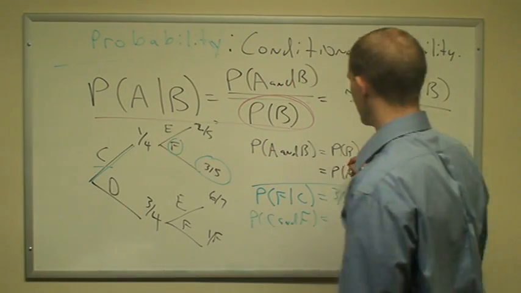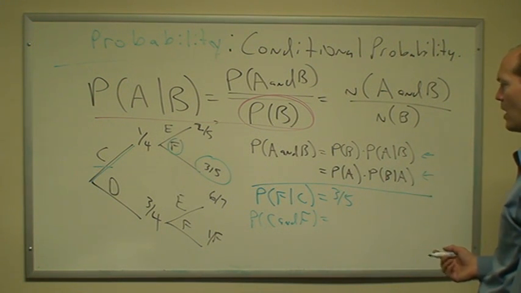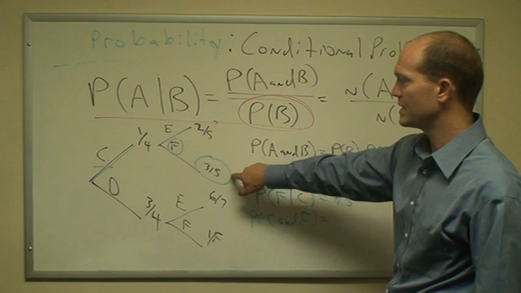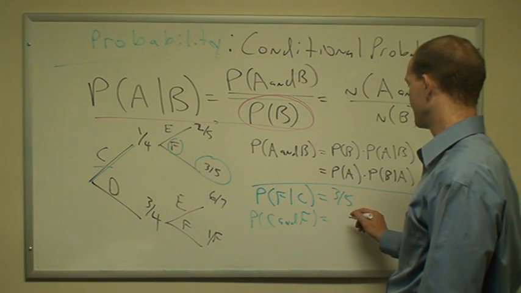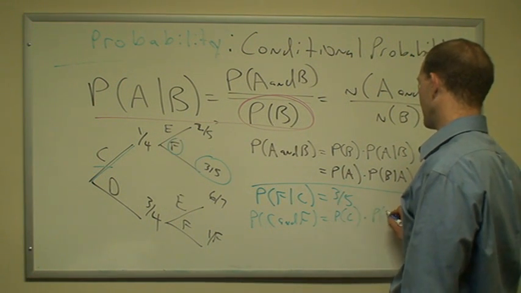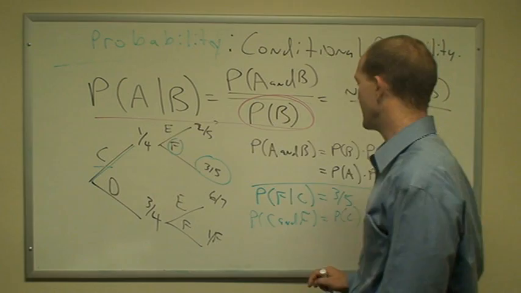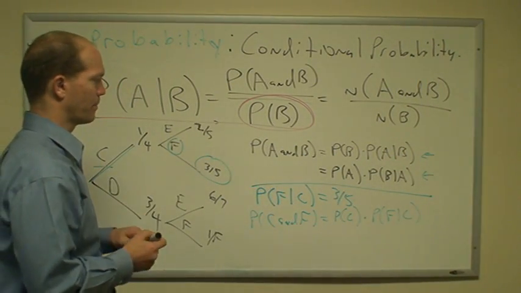Well, I have two choices here. I can either use this top formulation or this bottom formulation. I know how to find the probability of F given C, that's 3/5. So I'm going to want to write it as the probability of C times the probability of F given C. You'll want to be careful in how you write these, because sometimes you'll only know one number or the other.